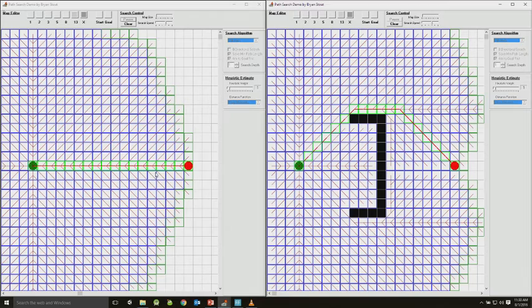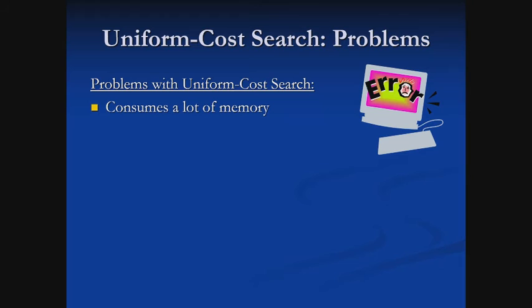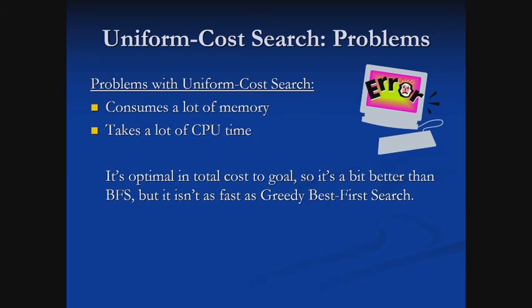But we start to see all these blue nodes. These are all nodes we visited to figure this out, and that's going to take a lot of time and memory, very comparable to breadth first search in terms of the number of nodes we end up looking at. But unlike breadth first search, we get a solution that is optimal in terms of cost instead of just in terms of steps. So, as I said, it consumes a lot of memory, takes a lot of CPU time, and is optimal in terms of cost, so it's a bit better than breadth first search for that. But it's not nearly as fast as greedy best first, typically, using a lot more memory and CPU time.